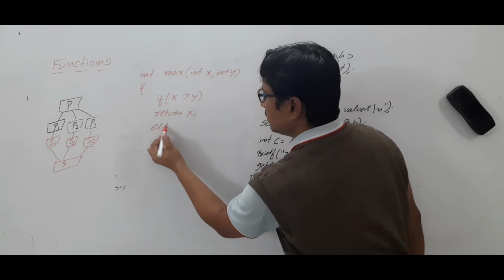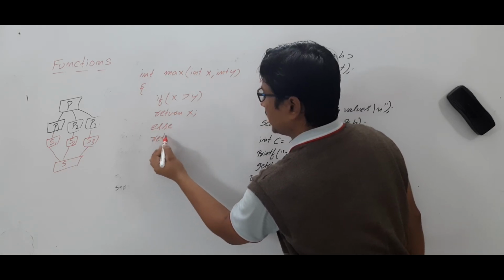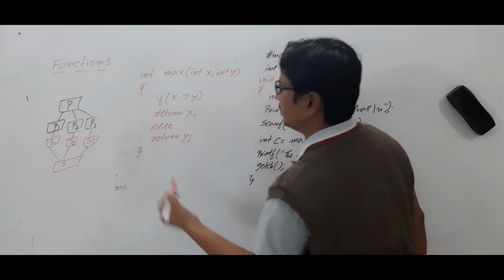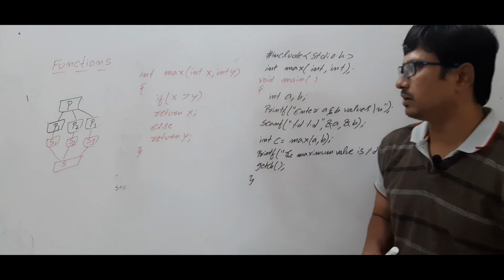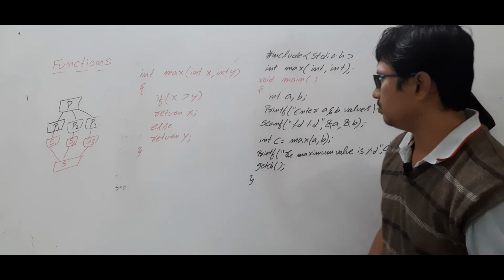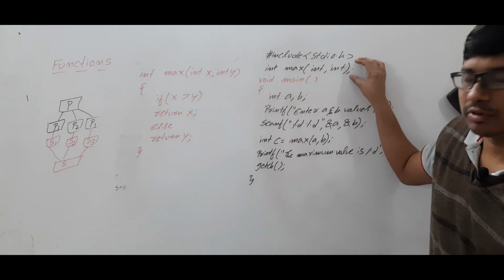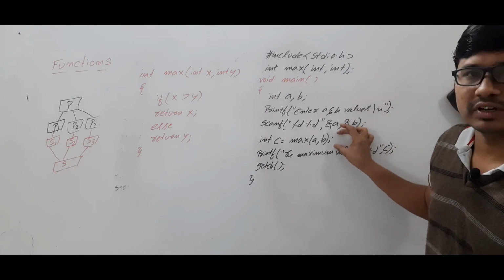Else, return y. Okay, and you are closing this one. Are you able to understand it or not? Let me discuss with a simple example. This is your function definition, this is your function prototype or function declaration, and this is the function calling.